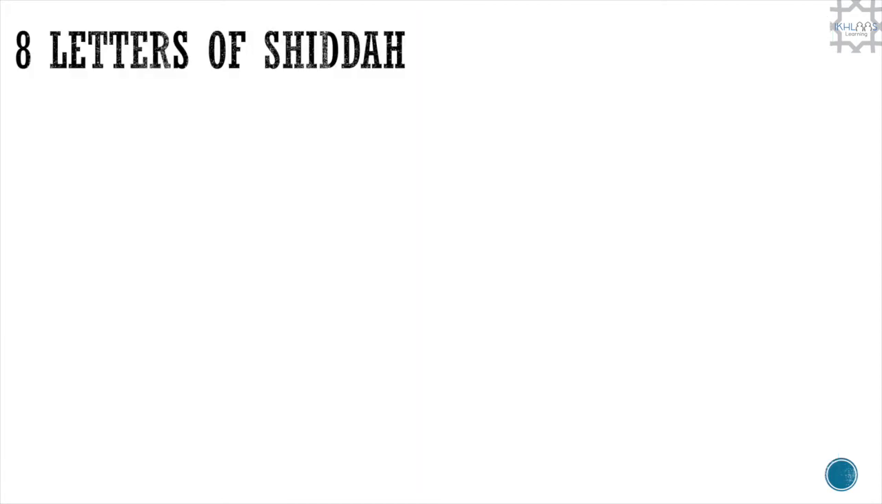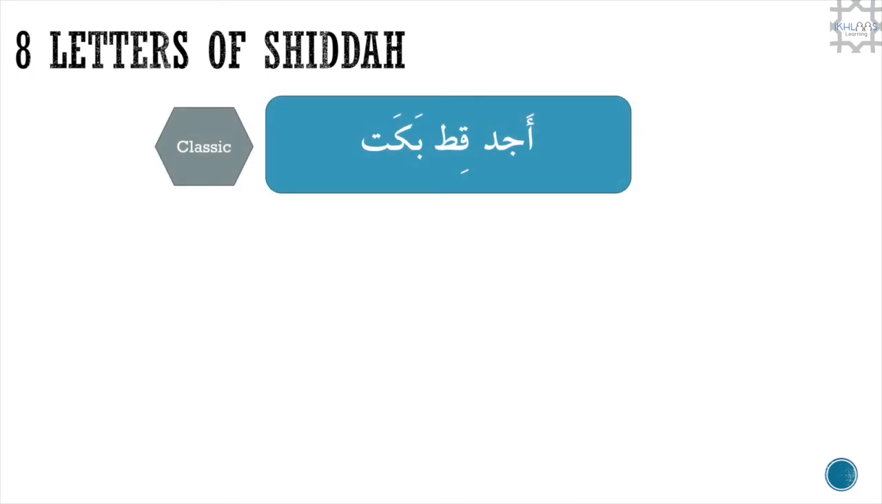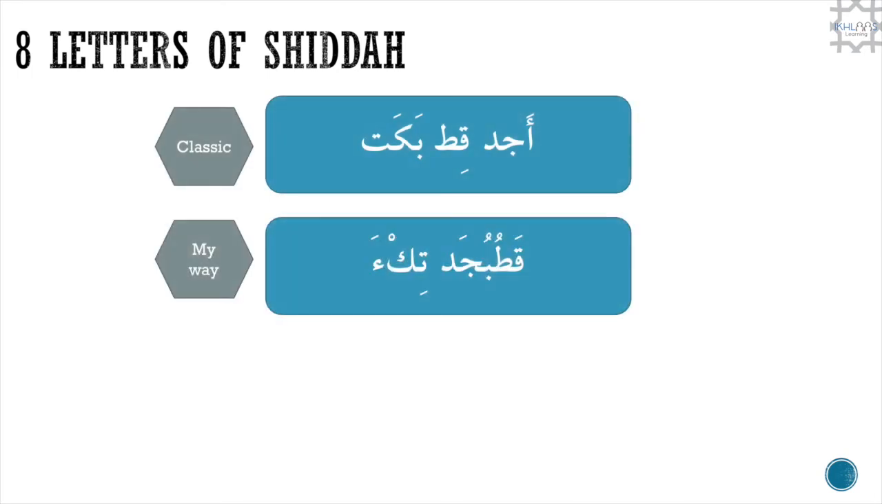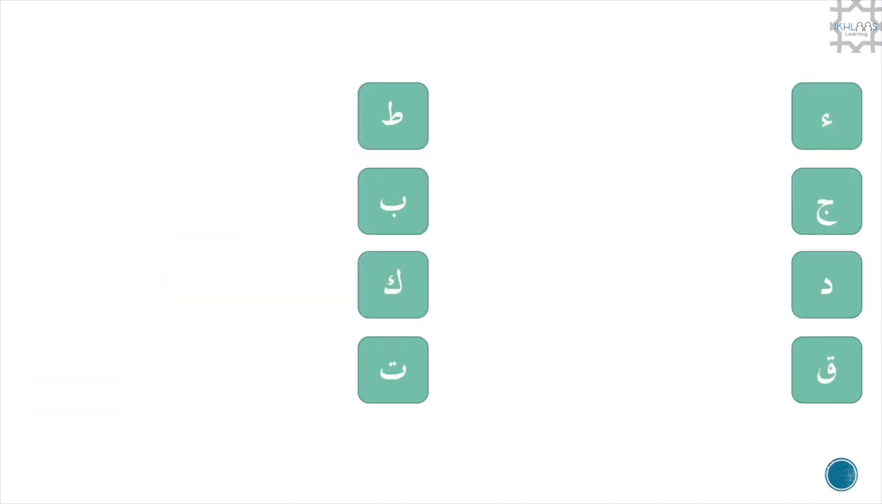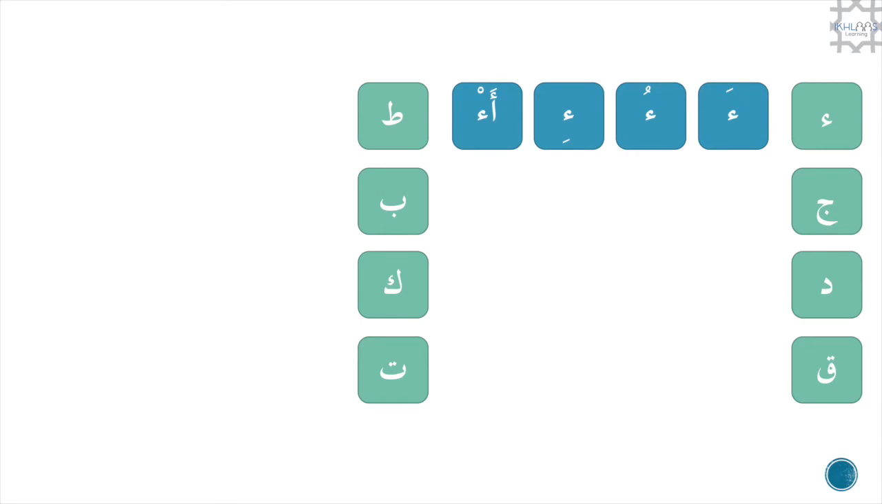There are 8 letters of shidda, and there are 2 ways of remembering this. Ajid qitta bakat, or an easier way, Utuba jaddin tikka, as we have done the qalqala letters before. The letters are Hamza, Jim, Dal, Qaf, Ta, Ba, Kaf, and Ta. Now let's look at each letter in more detail, and we will find that it is made more clear when we put a sukoon on the letter.